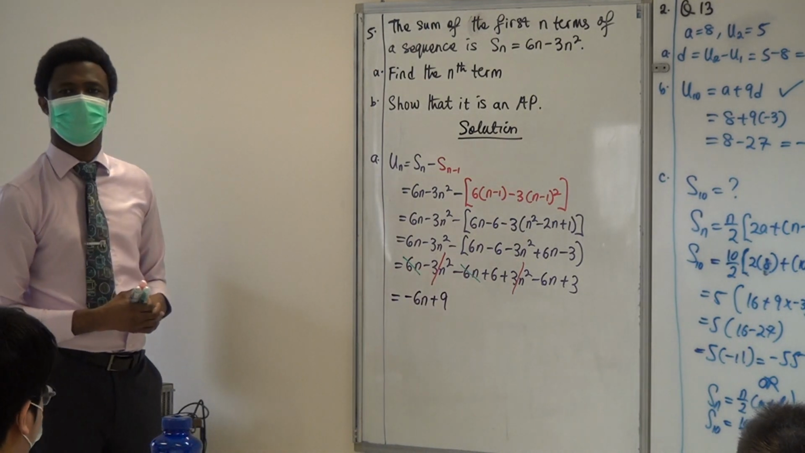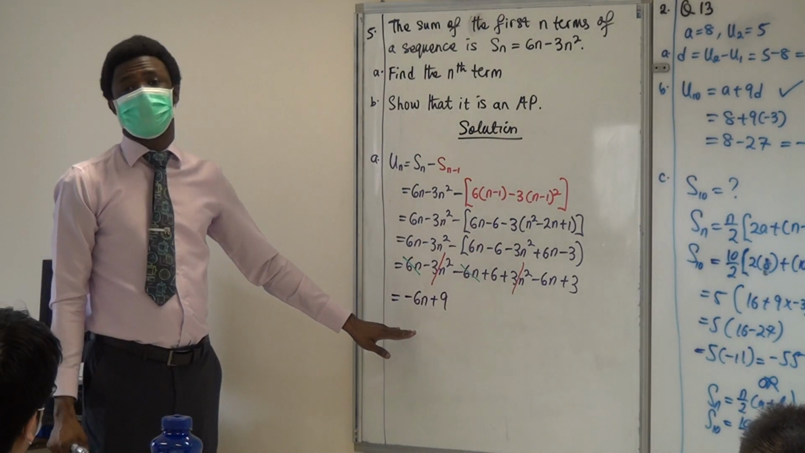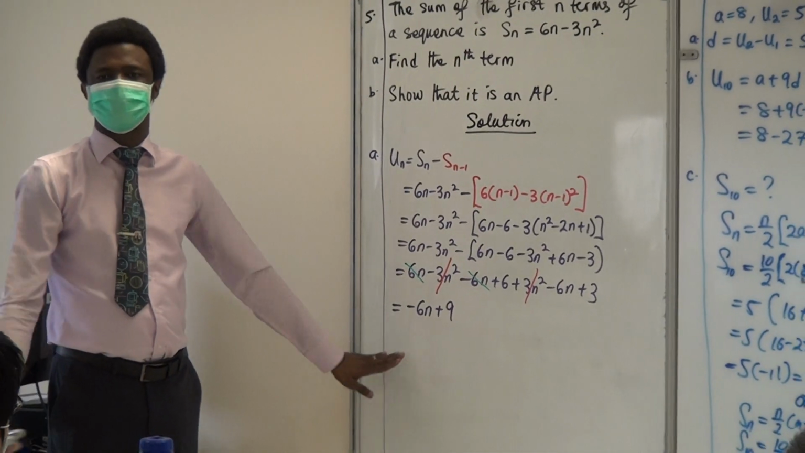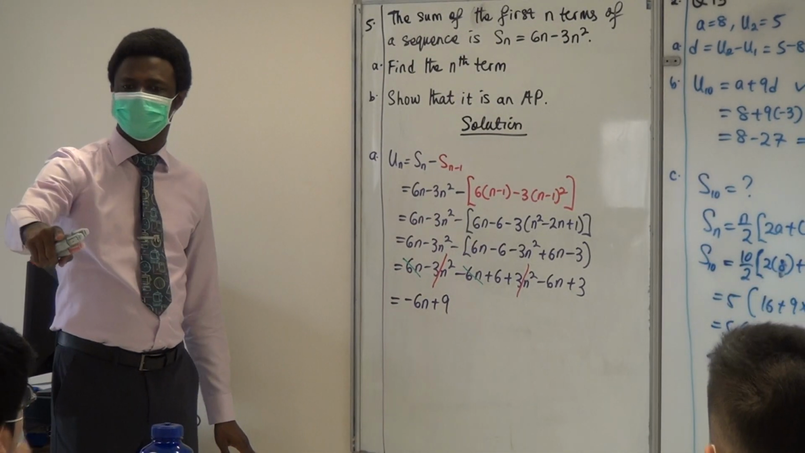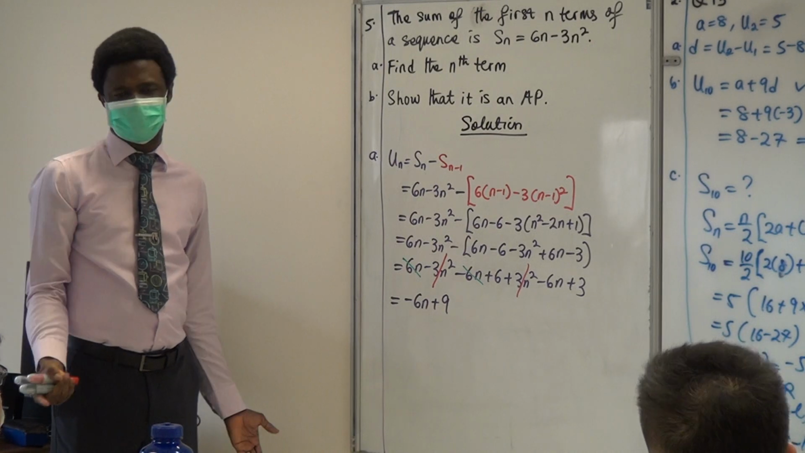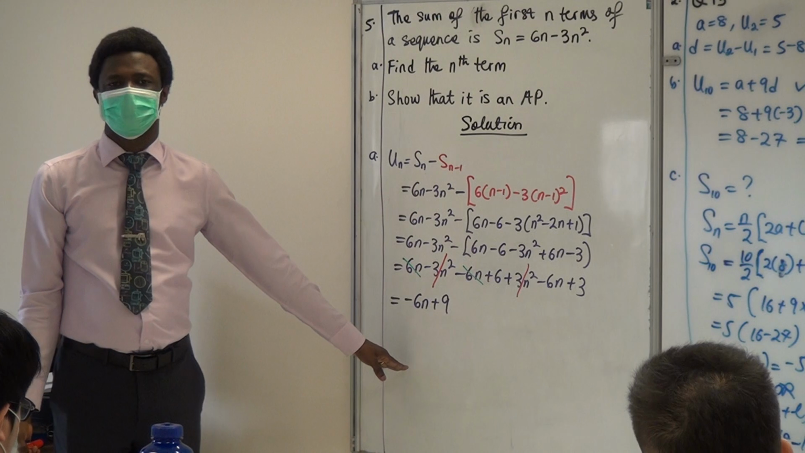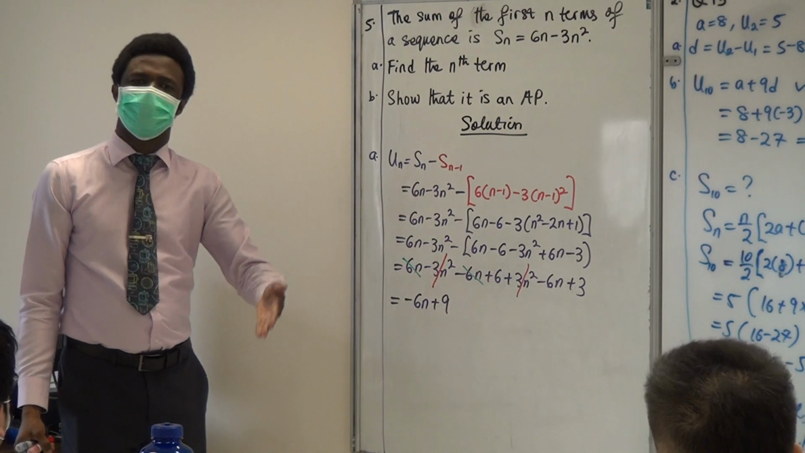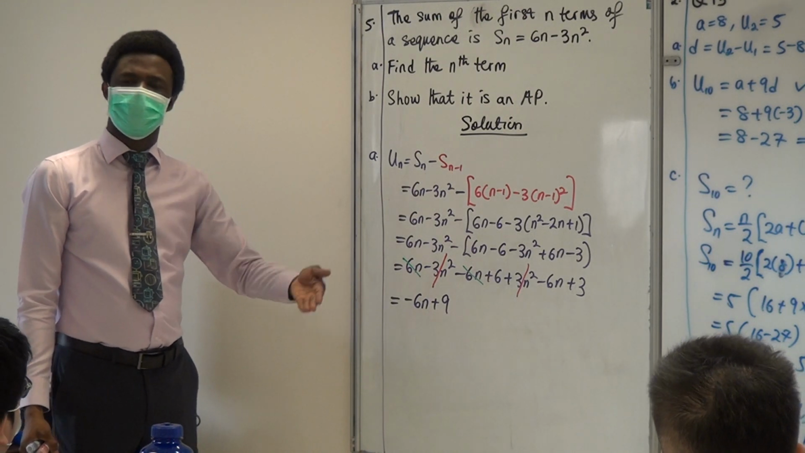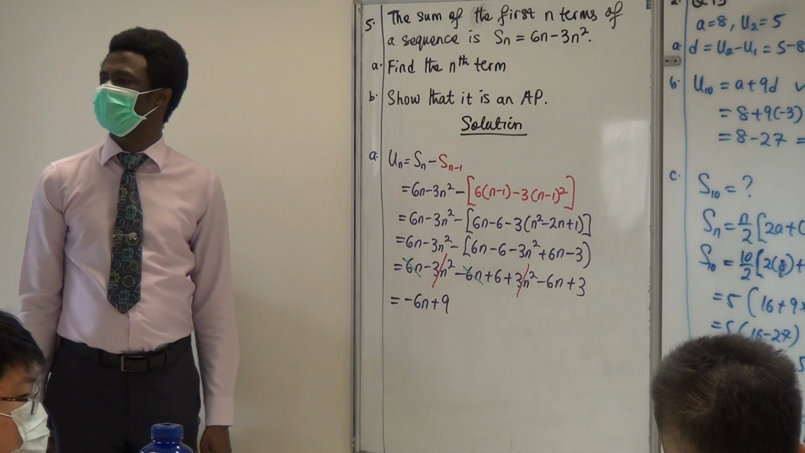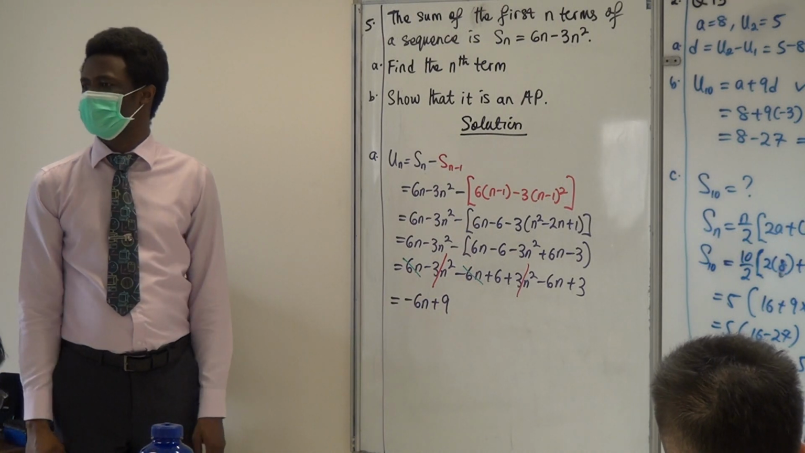Is that right? Yes. This is an AP. Who can tell me why before you even prove it? There's no square here, because it's linear. It's a linear expression. Remember, an AP is also a linear sequence. A linear sequence will give you a form of a linear equation, or expression as the case may be.